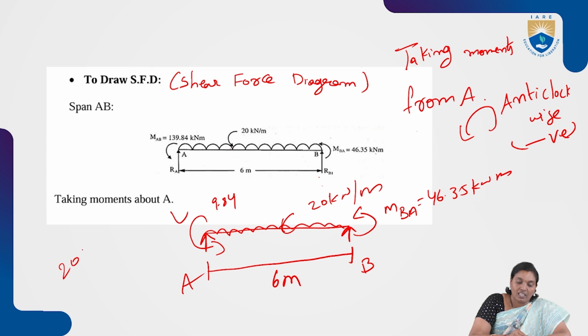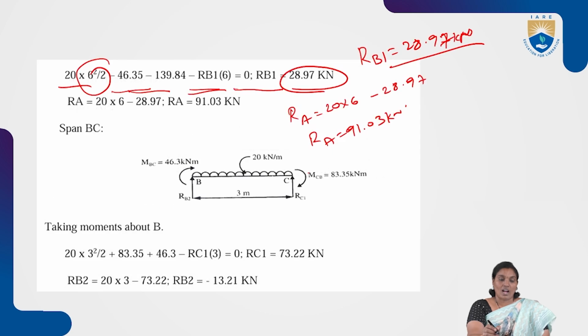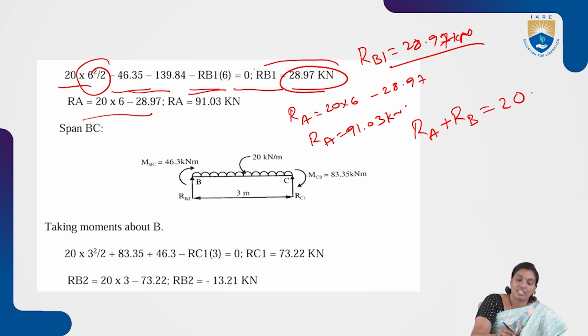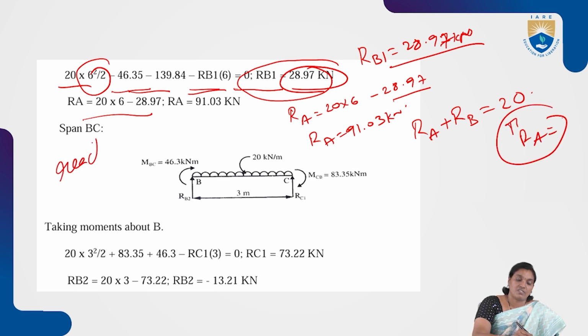So 20 into 6 square by 2 minus 139.84 minus 46.35 minus RB into 6. Now RA plus RB is equal to 20 into 6. From this we calculated RB already, RB is equal to 29.97. Substitute this and finally we will get RA. Like this we find the reactions for the supports, for whichever span we require.